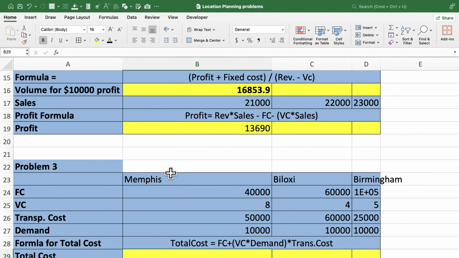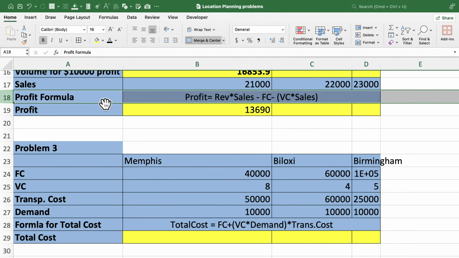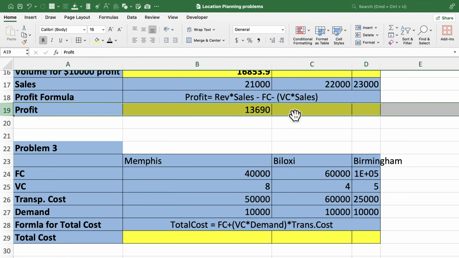A number of things to take into consideration is that please provide your formula and make sure your answers are highlighted in a different color.